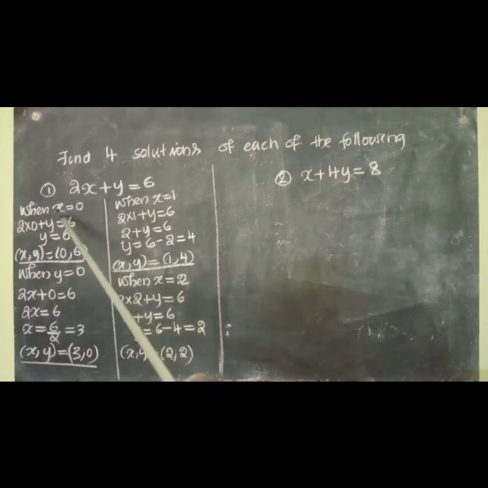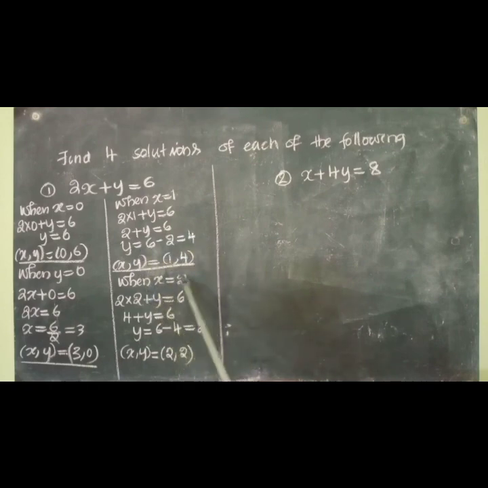When x equal to 0, 0 plus y equal to 6, that is y equal to 6. Therefore (x, y) equal to (0, 6). Then when y equal to 0, x plus 0 equal to 6, x equal to 6. Therefore (x, y) equal to (6, 0). Here when x equal to 1, 1 plus y equal to 6, y equal to 6 minus 1, that is equal to 5. Therefore (x, y) equal to (1, 5).